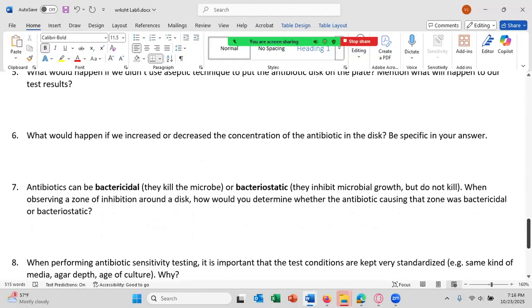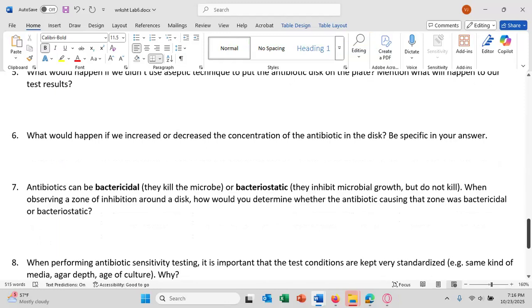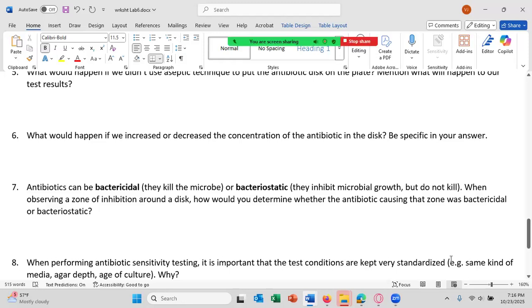7, antibiotics can be called bactericidal, that is, they kill the microbe, or bacteriostatic, that is, they inhibit microbial growth but do not kill the bacteria. Remember, if you're using a bacteriostatic antibiotic, you're relying on the host immune system to remove the bacteria from the host, at least until the time or after the time you remove the antibiotic treatment, meaning you have to have the host immune system kill the bacteria while you're applying the bacteriostatic agent. Because once you stop applying the bacteriostatic agent, any cell that's left alive will now resume growing.